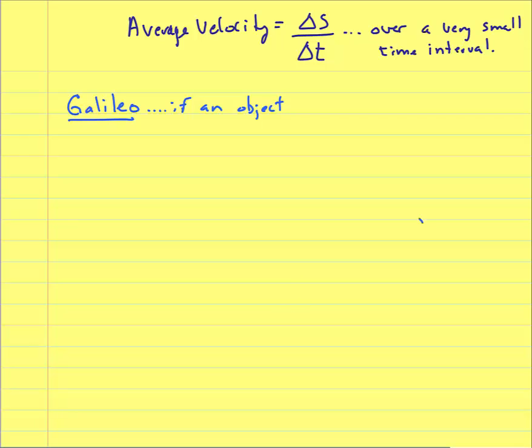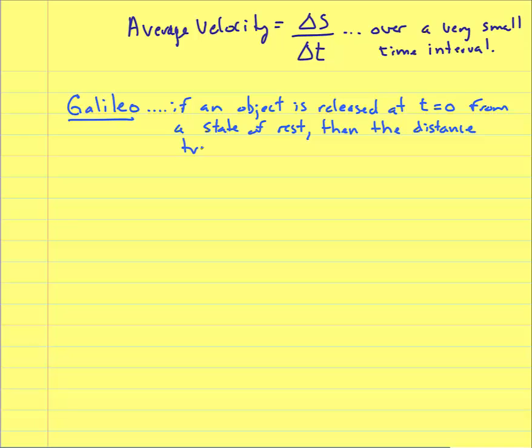So if an object is released at time 0, so that's our initial time, so that would be t0 equals 0, and we're releasing it from a state of rest. And that basically means that there is no velocity. So we're not throwing it and then checking its time after a half a second. Then what we know is the distance traveled after t seconds, and some people spell traveled with 2 L's, some with 1, so I'm going to go with the 1 convention.